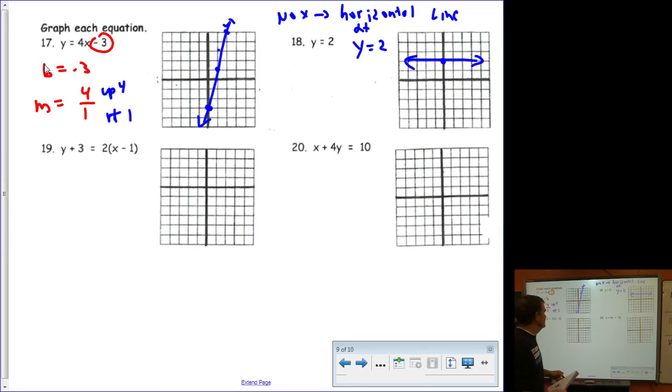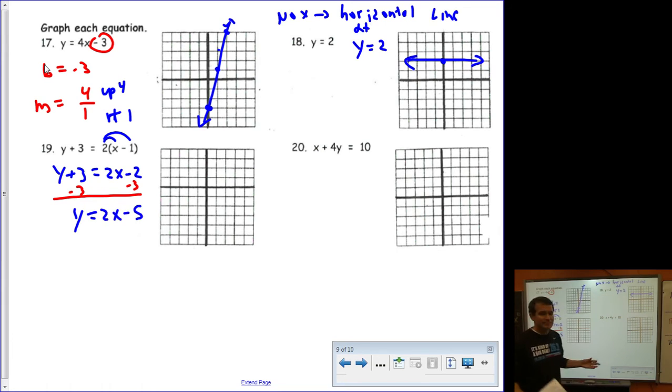Number 19 is not in slope-intercept form, so I'm going to have to put it in slope-intercept form to graph it. First, I would distribute the 2 and get y plus 3 equals 2x minus 2. Then I would subtract 3 from both sides and get y equals 2x minus 5. And now I'm ready to graph the line because I know that the y-intercept is -5 and the slope is 2, which as a fraction is 2 over 1.